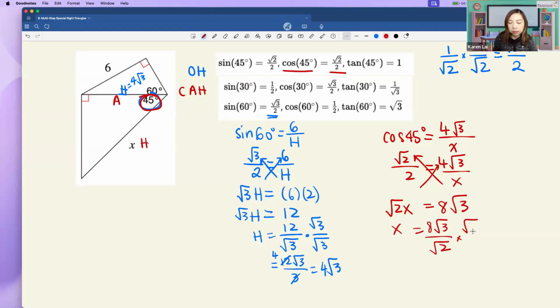We can rationalize it, which gives us 8 root 6 over 2, because when we have root 3 times root 2, we can multiply the things inside the square root. Root 2 times root 2 would be 2. Simplify it, and we will get 4 root 6.